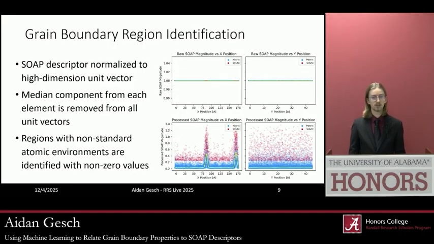Then, from the unit vectors, we subtract the median value. This means we take away the average vector in the structure, which represents the bulk. This leaves us with a magnitude near 0 of atoms that have structures like the median, but a high magnitude of atoms that have structures that are very different from the median. This results in spikes in the grain boundary region, which we can autonomously identify and label.